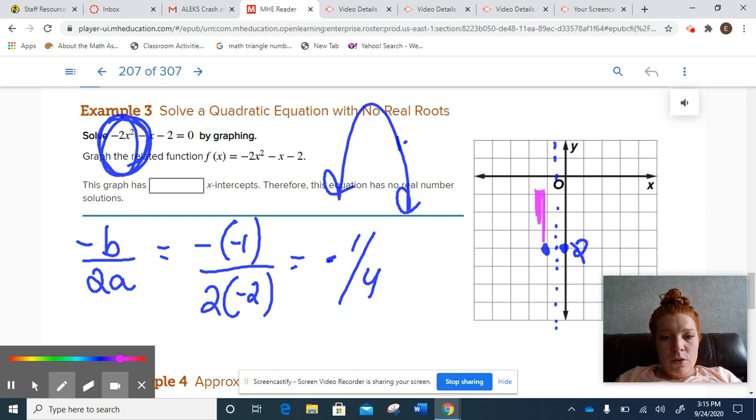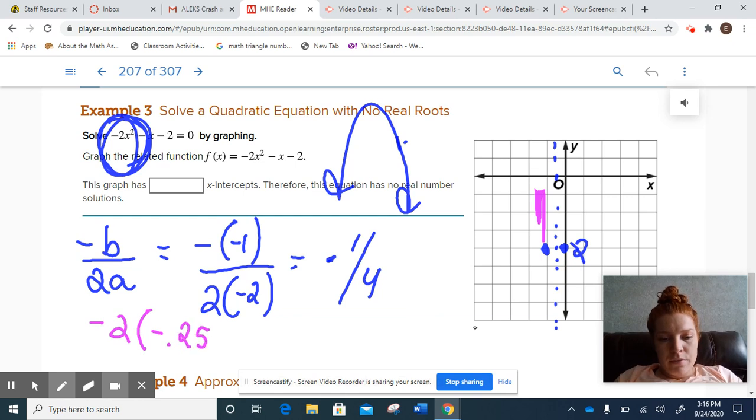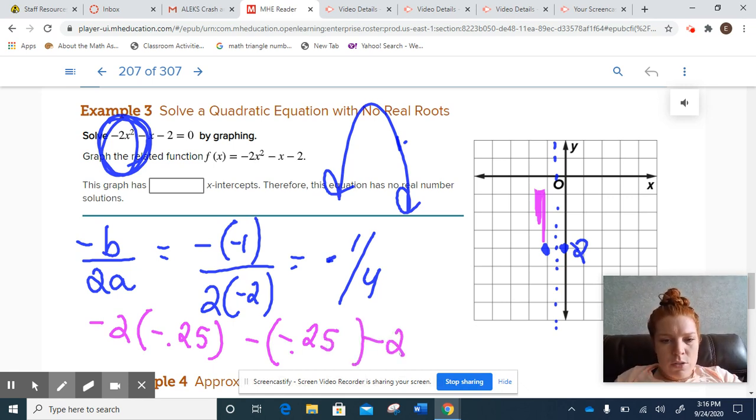Plug in the -1/4, and I'm actually going to plug that in as -0.25, because it's going to be a little bit easier to plug into a calculator. So let's go ahead and do that. And I'm going to use my phone here. Plus 0.25 minus 2. 1.87. So -1.87. So a little bit less than the 2.